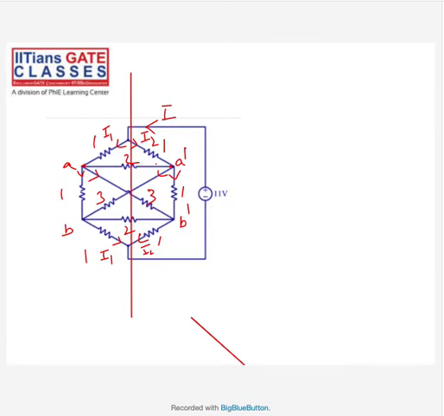What I can do is remove this 2 ohm resistance. Understood why I remove it? Because no current flows through this. I can very well open it. Now can you observe any series or parallel in the circuit?